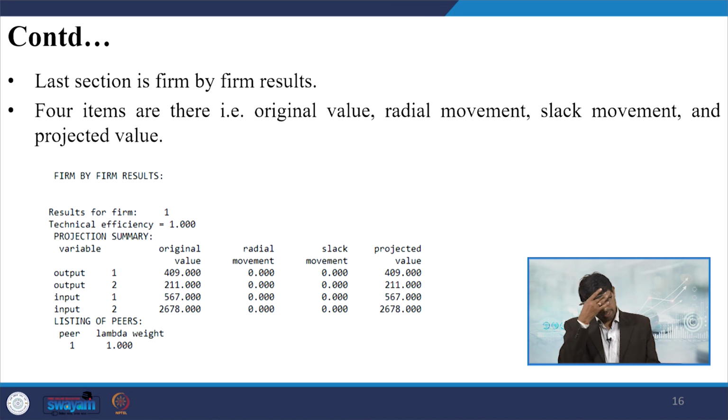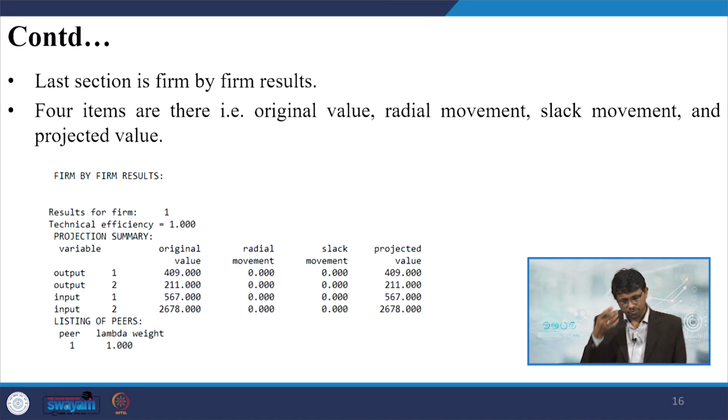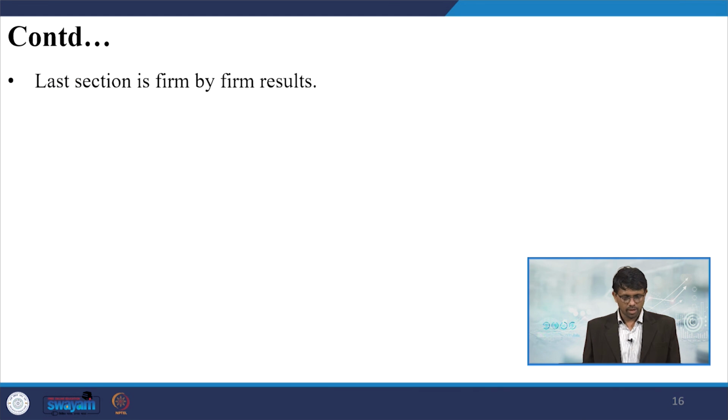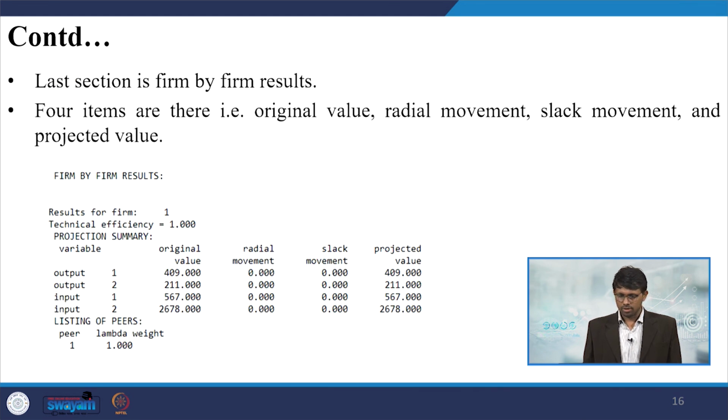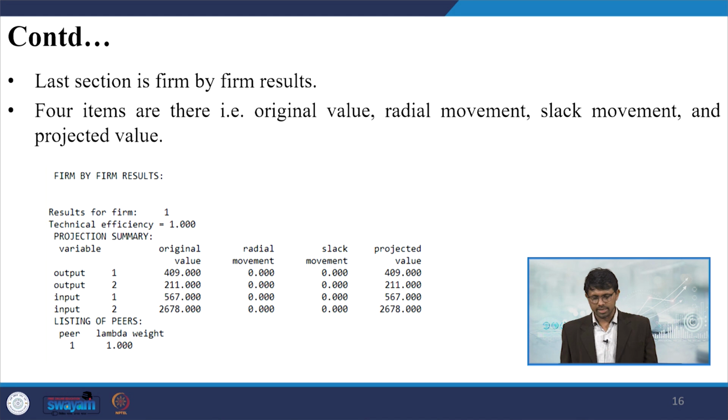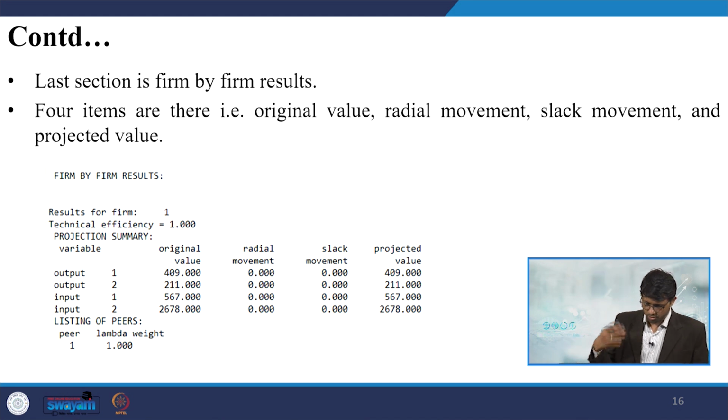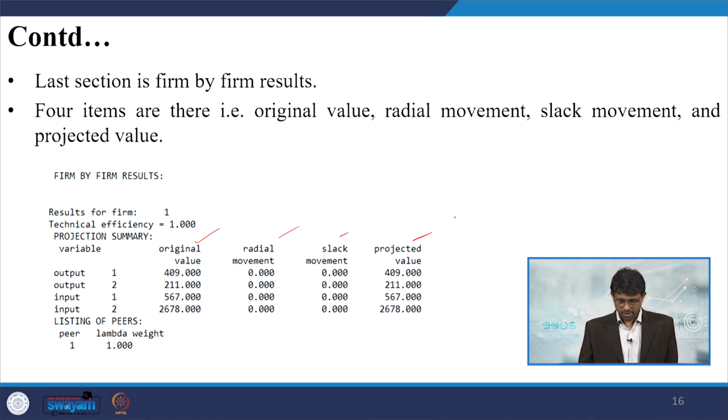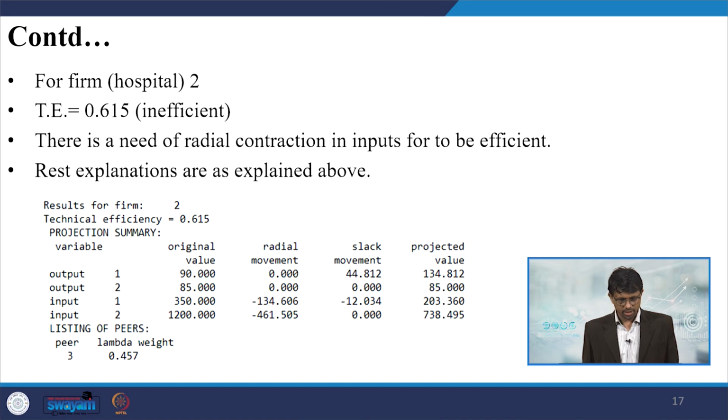The last one is the result also gives firm by firm explanation. It gives 4 items. The original value, the radial movement, slack movement and projected value, you can see if you use it, these 4, 1, 2, 3, 4. Okay. And I am not explaining much since we have already consumed more time, and maybe we will take it up in detail later. If you go through on your own, probably you can find out.